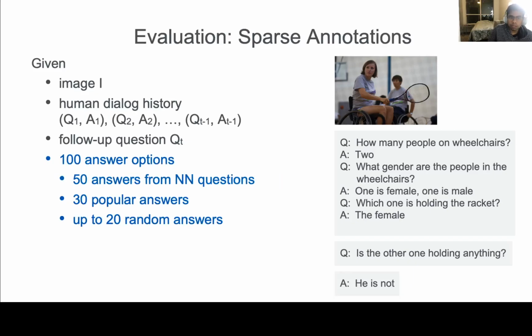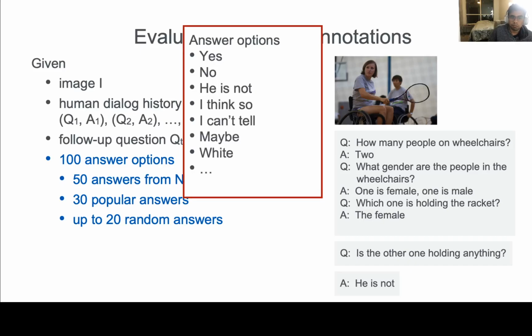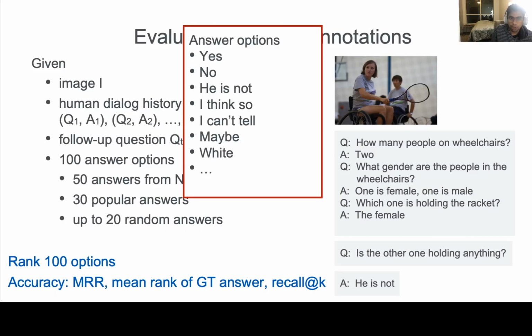And for evaluation, we provide 100 answer options for each follow-up question consisting of nearest neighbors, popular and random answers from the dataset, along with the ground truth answer provided by the human. Models are to rank these 100 answer options and are evaluated on retrieval metrics such as mean rank of the ground truth answer, mean reciprocal rank, etc.